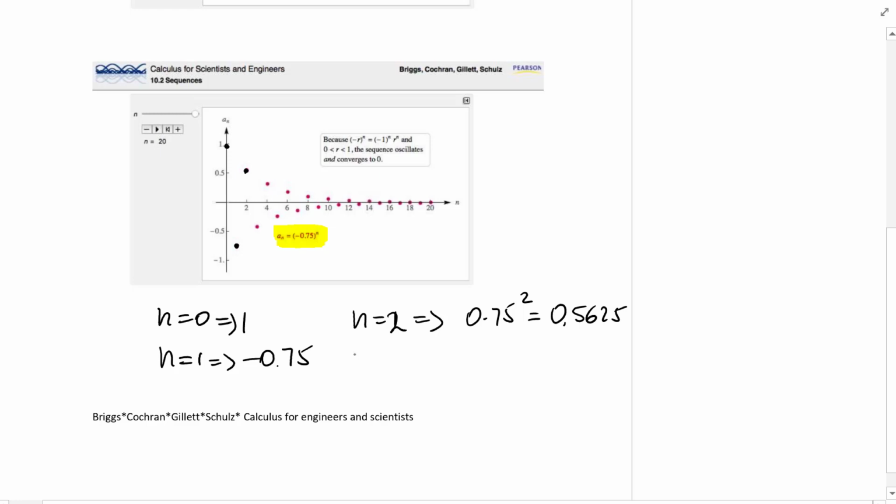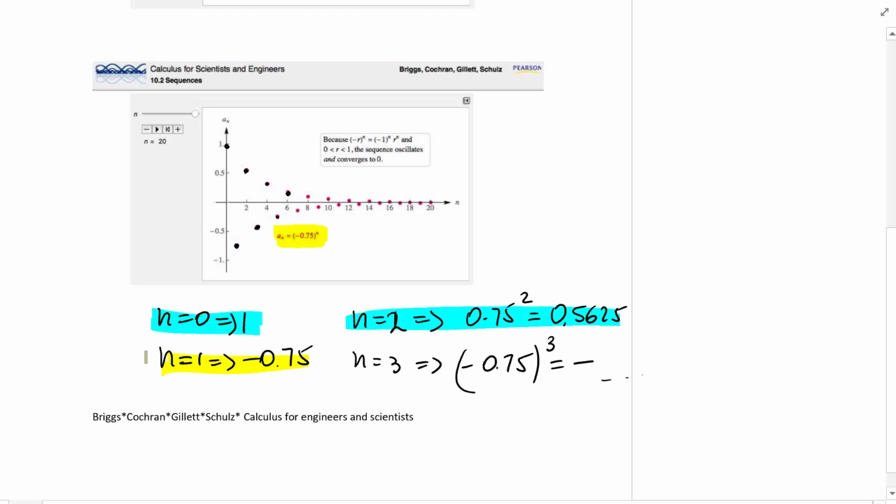But we notice that when n equals 3, we get negative 0.75 cubed, which is negative some number. So what we notice is that our terms alternate. For 0 it's positive, for 2 it's positive, while for 1 and the other odd numbers we get negative values. But even though it alternates, it actually ends up converging to 0.